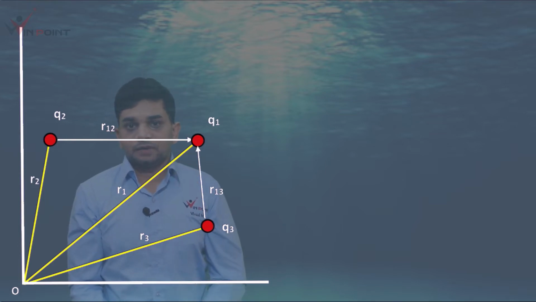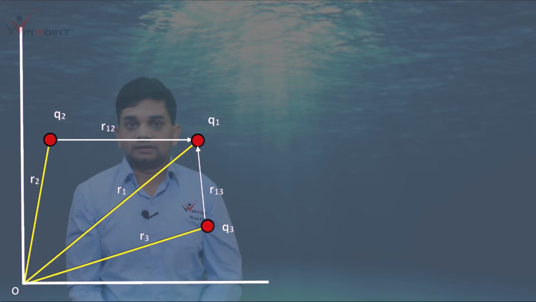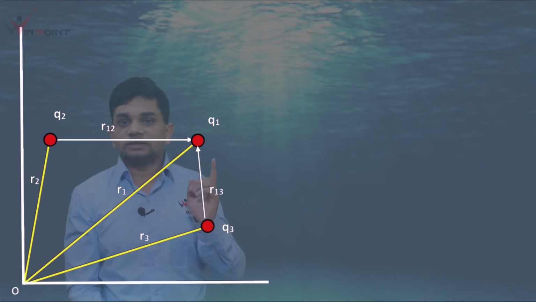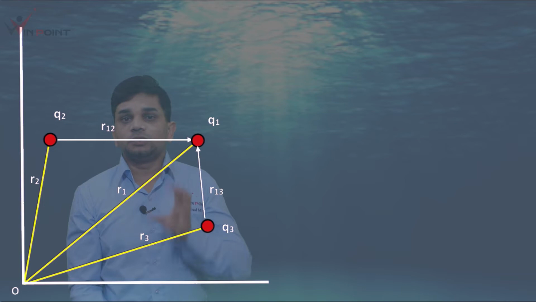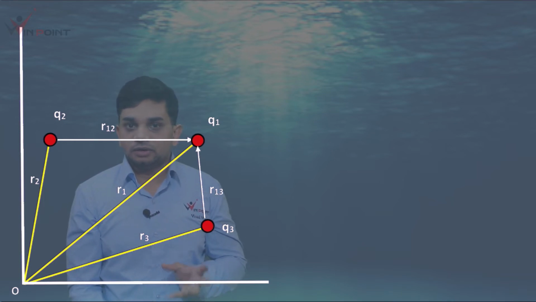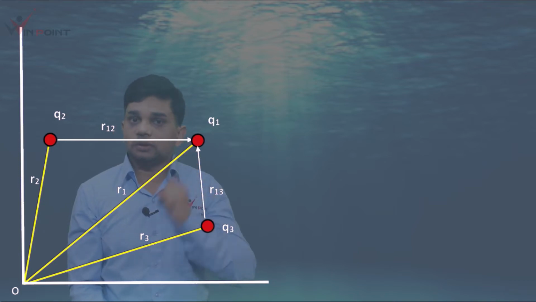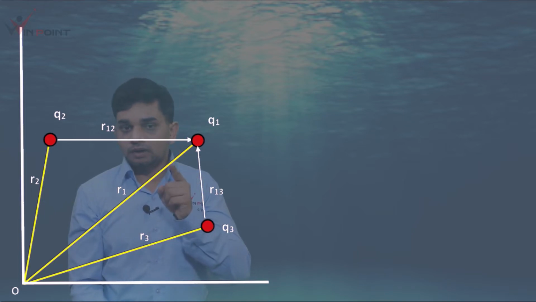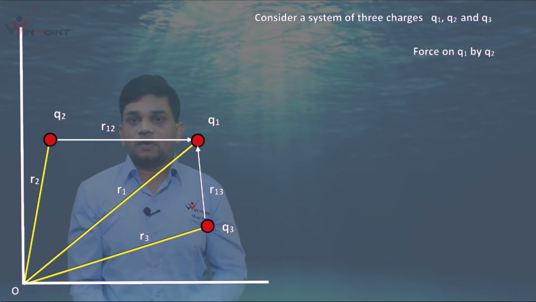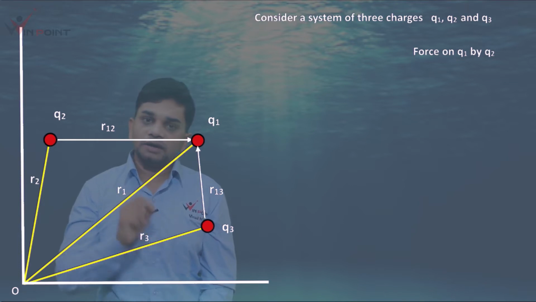Force on q1. The force on q1 is because of 2 charges. There are 2 forces: q2 is exerting a force on q1, and q3 is exerting a force on q1. So when we are considering q1, we need to add these 2 forces to find the total force, right? So first we are finding the force on q1 because of q2, that is F12, the force on q1 by q2.